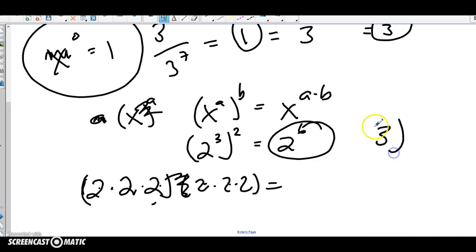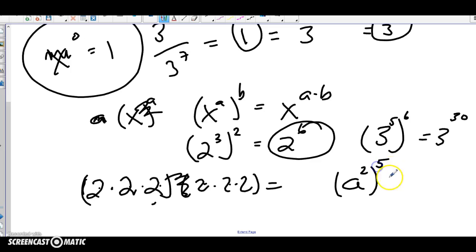So let's look at this. 3 to the 5 to the 6 would be 3 to the 30, and you can throw it in the calculator to figure out what that is. It works with variables too. So a squared to the 5 is a to the 2 times 5, which is a to the 10.